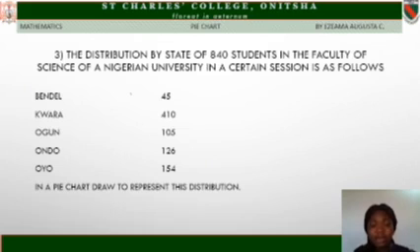Question 3. The distribution by states of 840 students in a faculty of science of a Nigerian university in a certain section is as follows. Bendel has 45, Kwara has 110 students, Ogun has 105, Ondo has 126, and Oyo 154. In a pie chart, draw to represent this information.